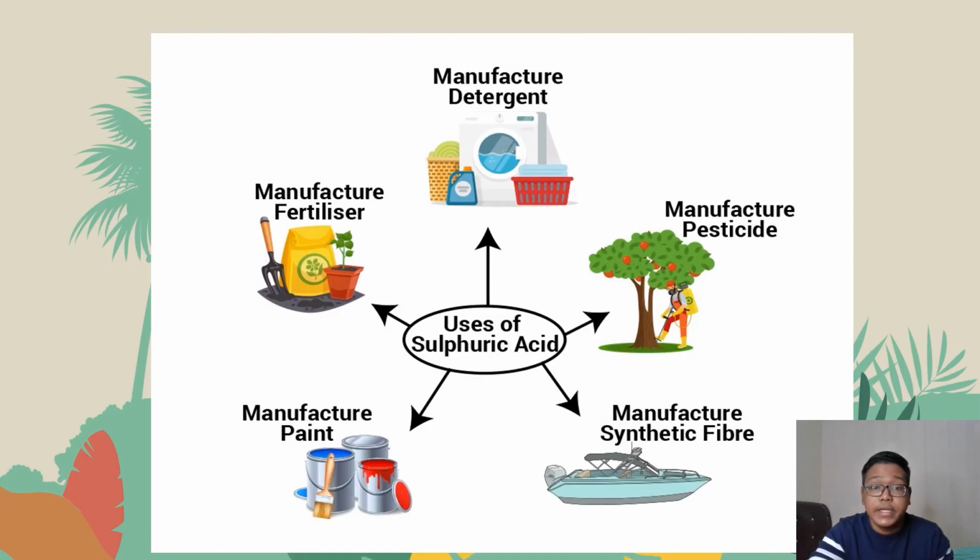Okay, the uses of sulfuric acid. First, in the manufacture of fertilizer. The second use of sulfuric acid is manufacture of detergent. Next is manufacture of pesticide. Next, manufacture of synthetic fiber. The last use of sulfuric acid is manufacture of paint.